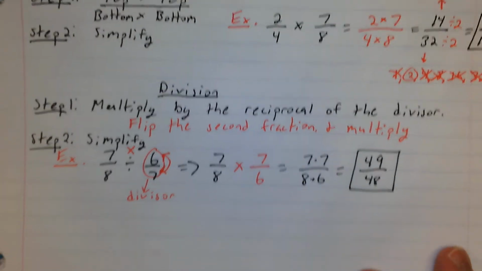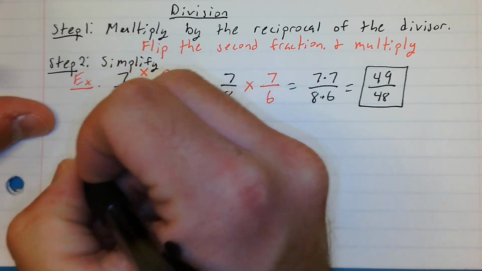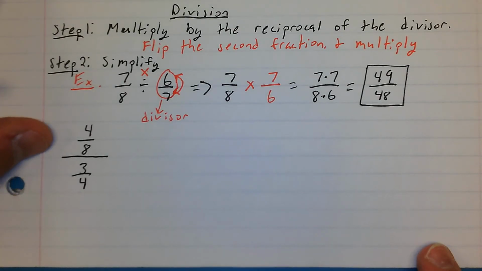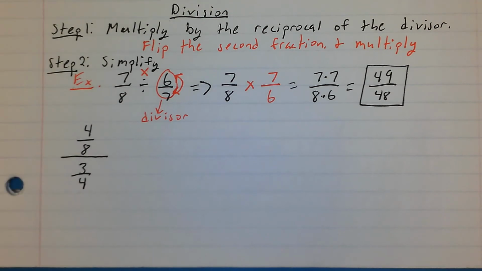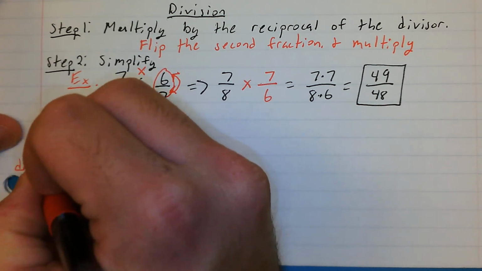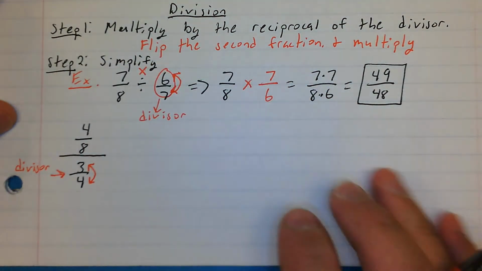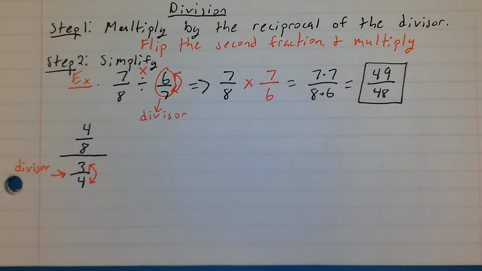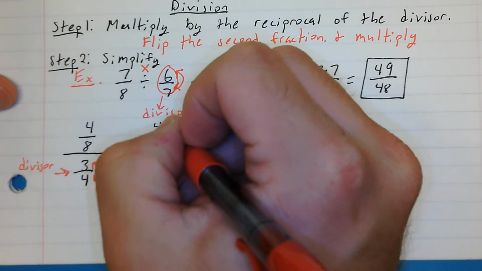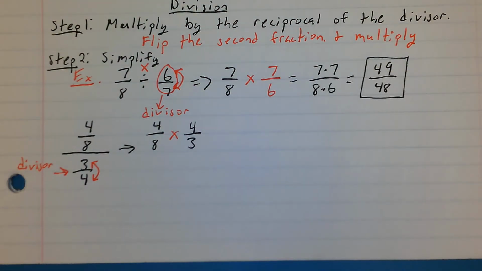I'm going to do one more for y'all, and then we're done. Let's do 4/8 divided by 3/4. This one on the bottom right here, this is my divisor. So I need to flip the second fraction and multiply. So we're going to change this into 4/8 times, instead of 3/4, it'd be 4/3.